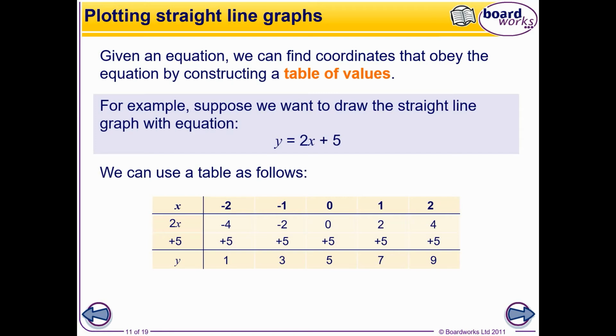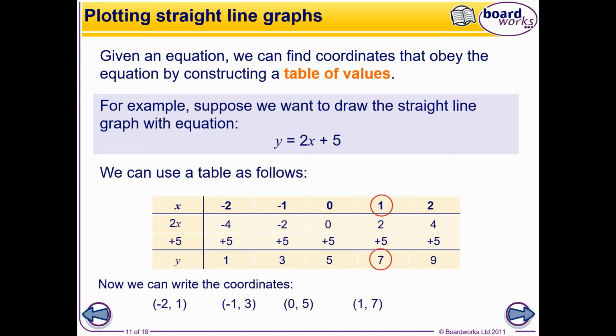Okay? Now, we need to write the coordinates. When x is equal to minus 2, y is equal to 1. So this is our first coordinate. Remember, the first number is the x. The second number is the y. So minus 2, 1. The second coordinate is minus 1, 3. Minus 1 on the x, 3 on the y. The next coordinate is 0, 5. Next one is 1, 7. And the last coordinate that we have is 2, 9.